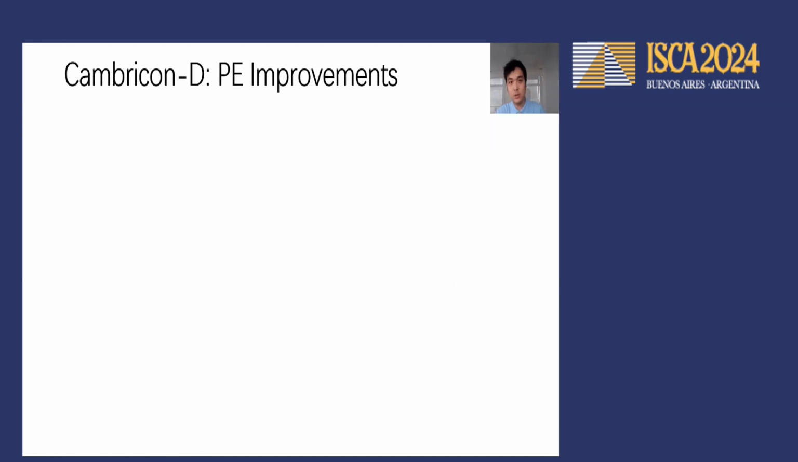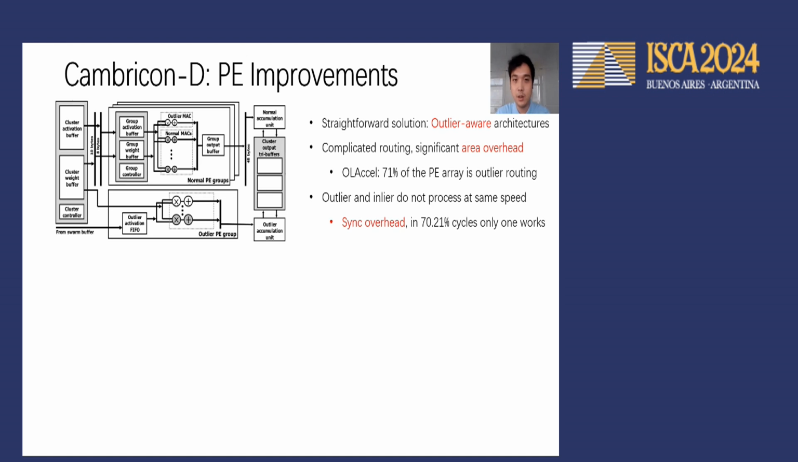A straightforward solution is the traditional outlier-aware architectures, such as OLAccel from ISCA'18, with wider outliers routed to the wider multipliers and narrower inliers routed to the narrower multipliers. Unfortunately, they require a complicated outlier routing, leading to compute area overhead, defeating the purpose of saving compute in the first place. And also, outlier and inlier processors can be at different pacing as they fluctuate when dealing with real inputs, causing a synchronization overhead where one side might have to wait for the other, and this happens 70% of the time in our experiments.